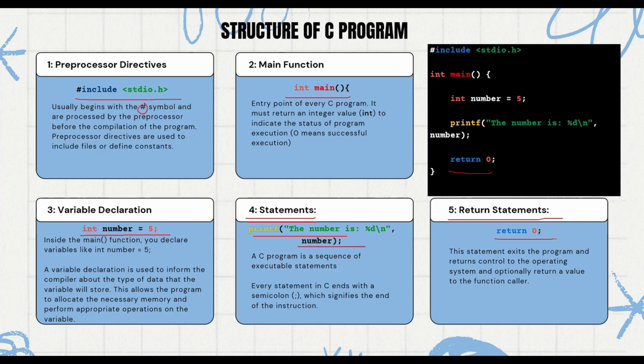Moving on, we have executable statements. Here, printf("The number is %d\n", number) is used to display the value of number on the screen. Each statement in C ends with a semicolon, which tells the compiler that the instruction is complete. Finally, we reach the return statement, return 0. This line terminates the program and returns control to the operating system. By returning 0, we signal that the program executed successfully.